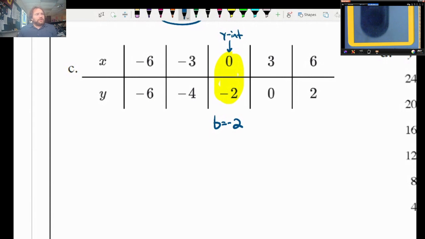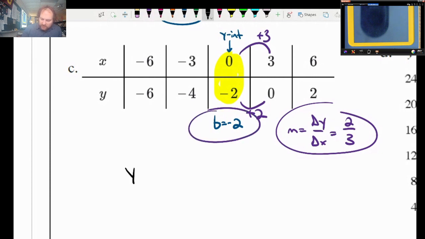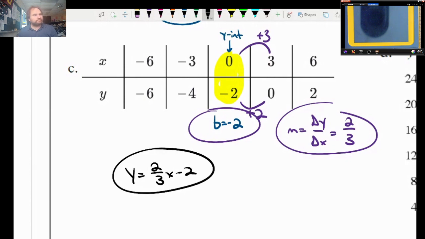The only thing left to do now is figure out what the slope is, which is also pretty easy to do because on a table you can really easily look for the rate of change. For example, when x goes up by 3, y goes up by 2. And it doesn't matter which 2 points you choose to do that with. You can do that pretty much anywhere. X goes up by 3, y goes up by 2. This means that the slope is the change in y divided by the change in x, and that is 2/3. So now we know both pieces that we need. This is equal to 2/3 x minus 2. And that is all I have to say about it.